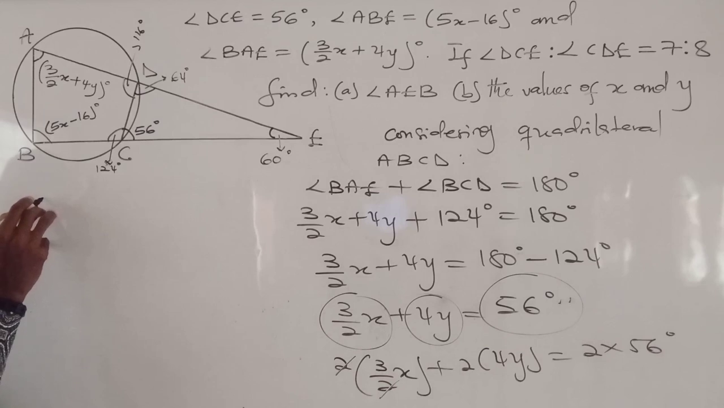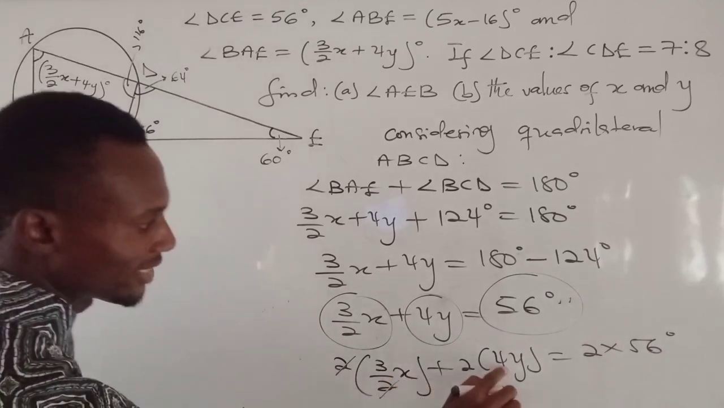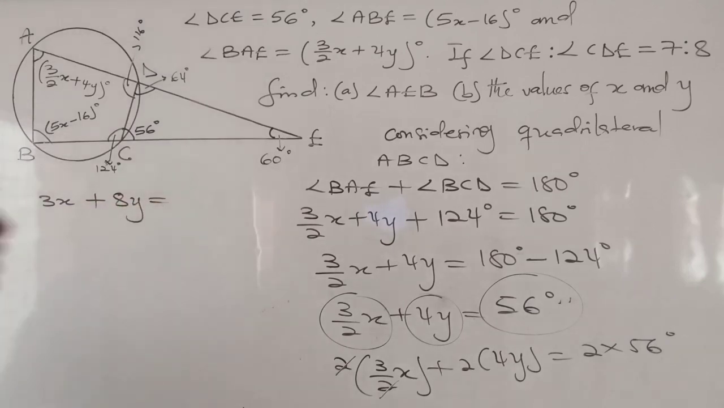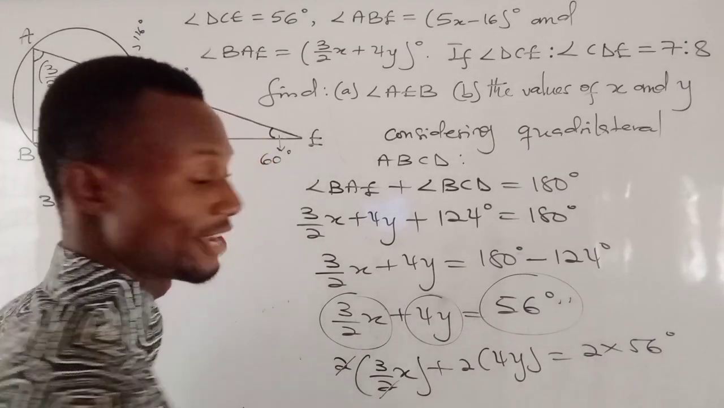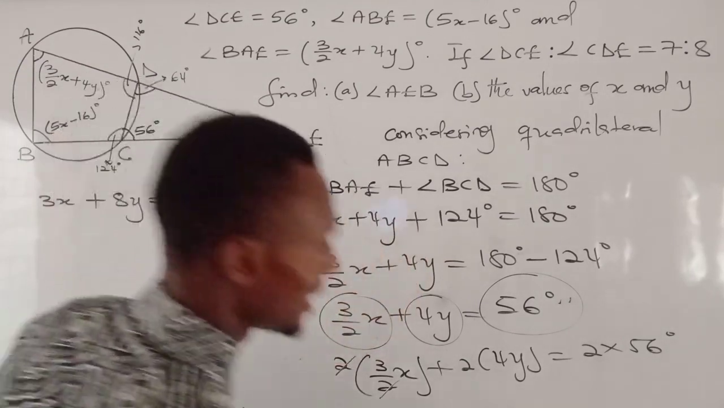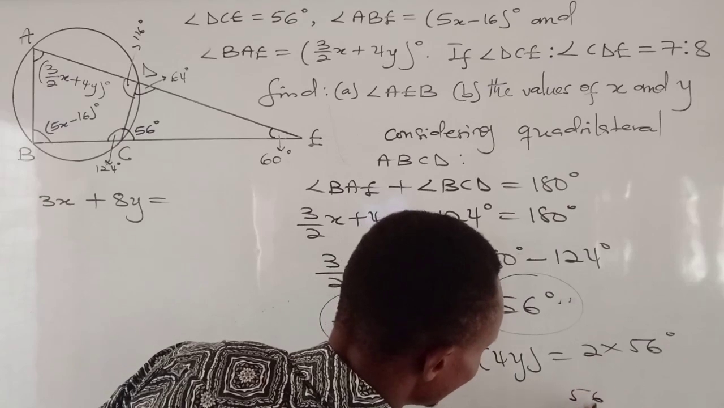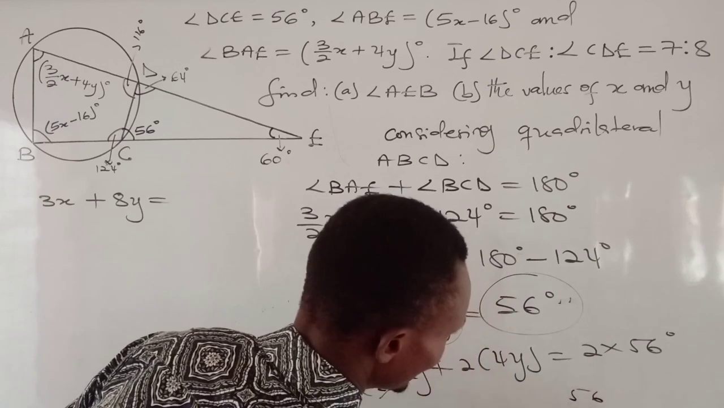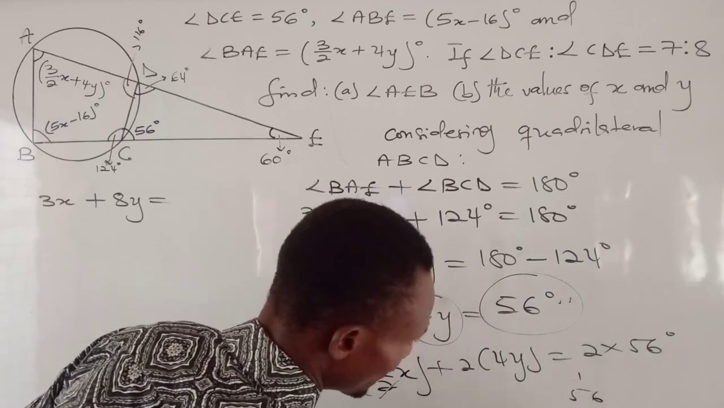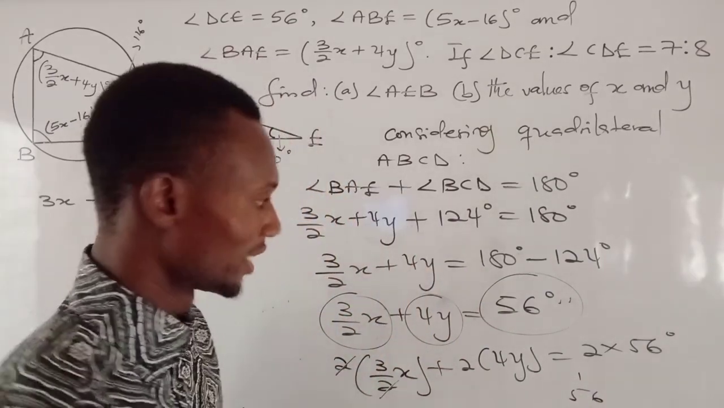Okay, so I'm going to write my 3s plus 2 times the 4y is going to give 8y equals to the 2 times the 56. Let me do it so that I don't make a mistake. I just want to be sure of it. So I have 56 times 2. 2 times 6 is 12, 2 remainder 1, 2 times 5 is 10 plus the 1, 11. So we are going to get 112 degrees.